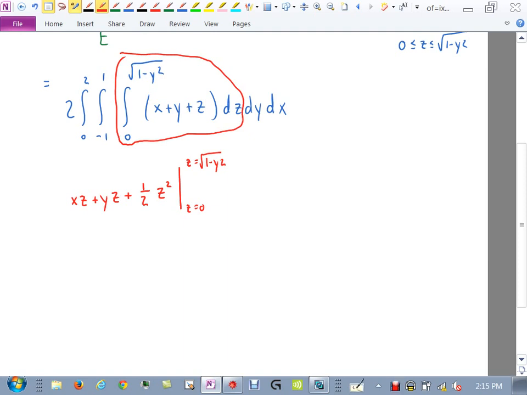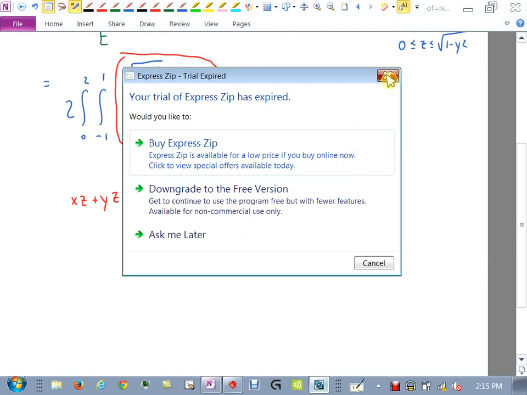Did I say evaluating or integrating? I don't know what I said. What is that icon? Oh.